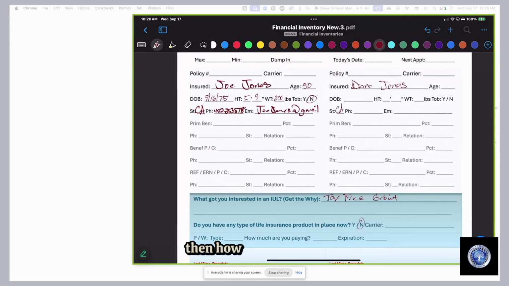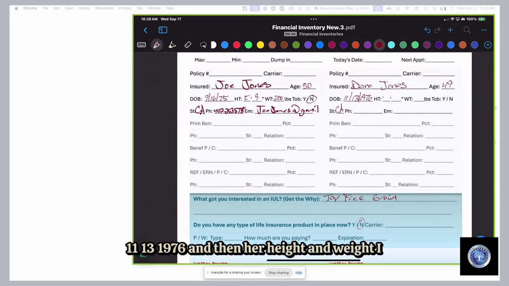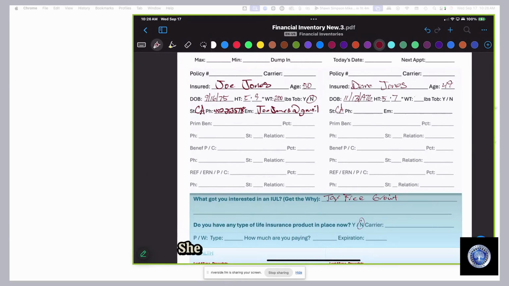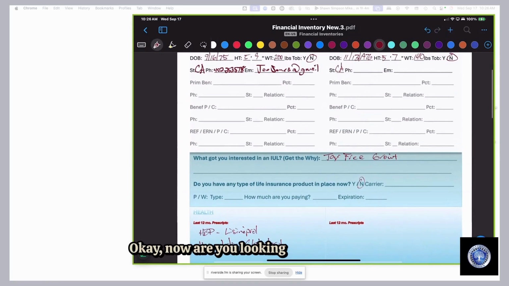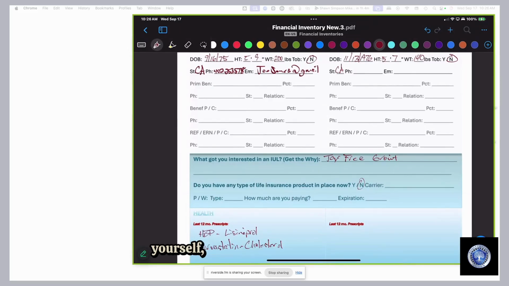Okay, cool. And then how about Diane? How old is she? She's 49. Okay, and then when's her birthday? 11/13/1976. Okay. And then her height and weight? I think she's 5'7". She probably weighs 140. Any tobacco products? Nope.